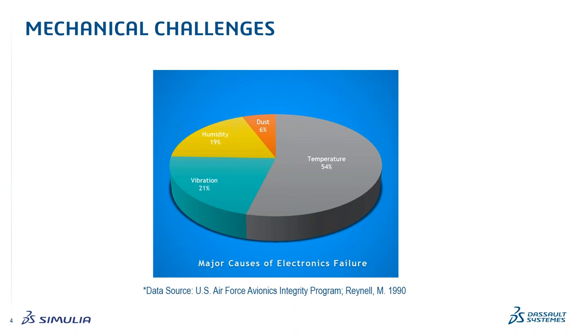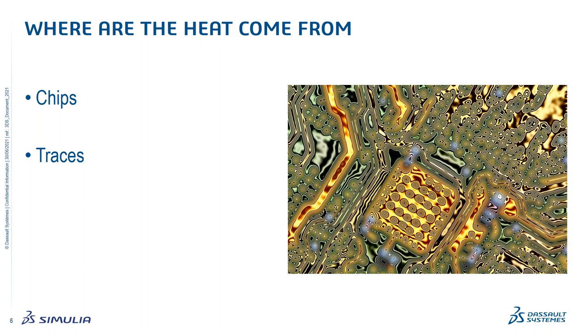So let's take a look at where the heat comes from. It's quite obvious, I think, to everyone in the audience that the heat comes mainly from two places. The first one is the chip that you mount on the board. The second place is the traces. The traces are usually not a big concern, because the amount of current they handled in the old times was not too big. And they're copper, a very good conductor. They didn't dissipate a lot of heat in the past.